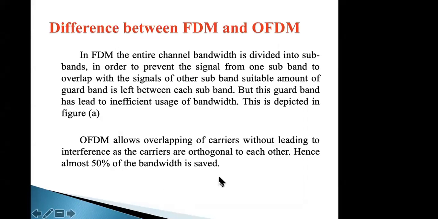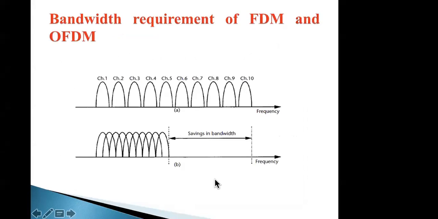Then you may ask what the difference is from the earlier frequency division multiplexing. Through frequency division multiplexing, we used to accommodate many users in the communication channel. Is OFDM the same as frequency division multiplexing, or is it something else? I would say it is different from the previously used frequency division multiplexing, because there is a large saving of bandwidth.